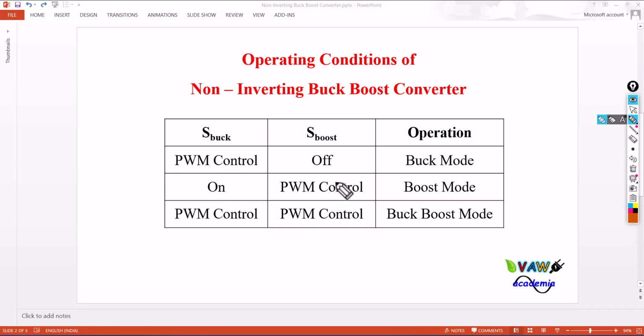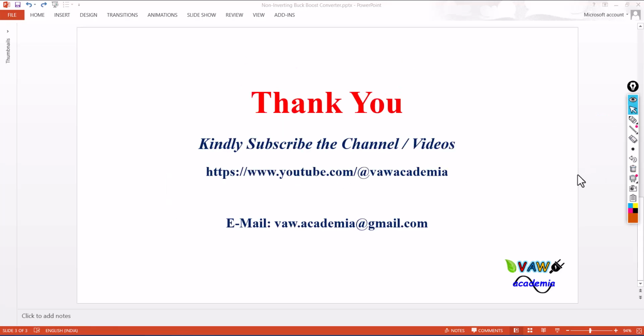If you want to operate in both modes at the same time, buck-boost mode, you have to connect both the switches with the help of PWM control. I hope this video will greatly help you to develop a non-inverting buck-boost converter.